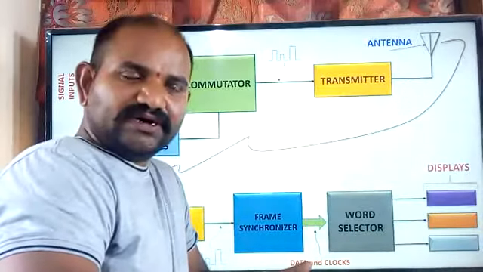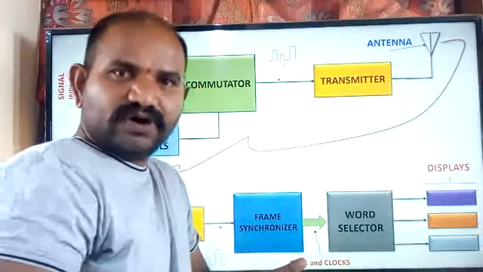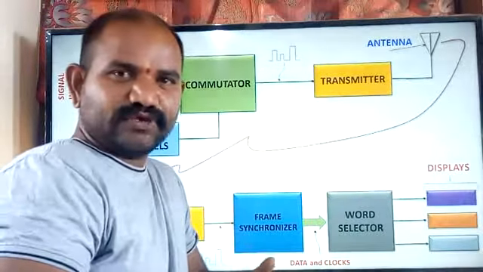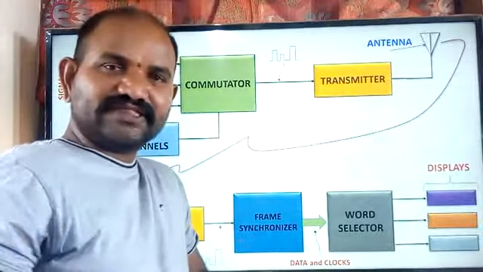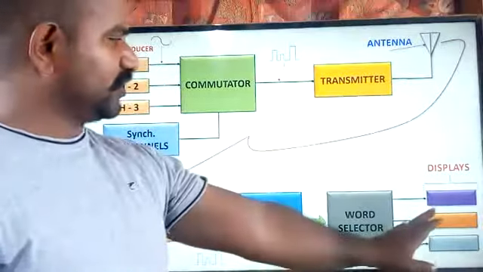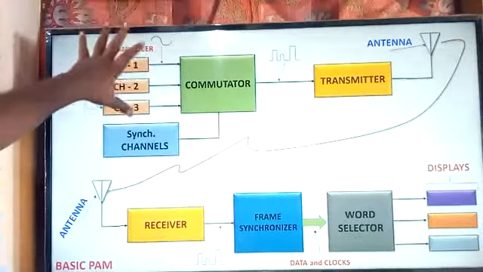We can't see the flow value on the temperature scale. Multiple scales and multiple displays are there, and that is taken care of by this particular block. So here we have multiple signals.